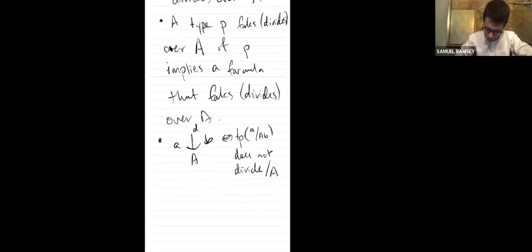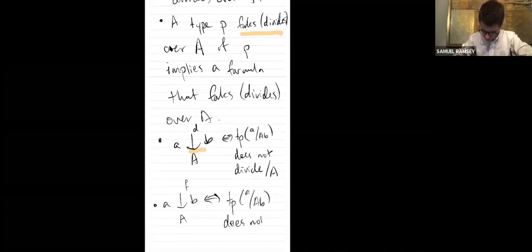So maybe I should label these things. So forks. I'm defining this thing. And you do something similar with forking. Okay, so I told you one interpretation of this notion already. Dividing is like saying that you can move around a lot and get a family of sets that are almost disjoint, and that means that it's small.